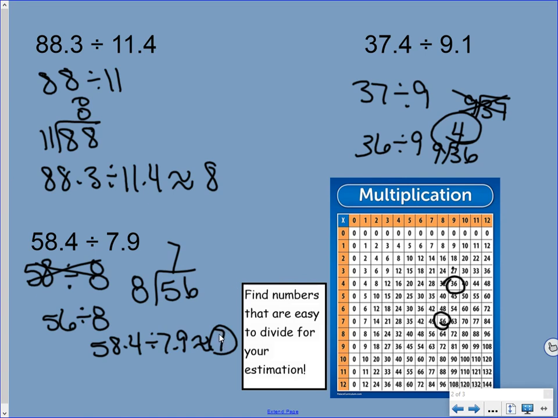Sorry for that interruption. Like I was saying, I know it should be more than 7 because we took our number from 58 down quite a bit to 56. All right? All right, let's move on.